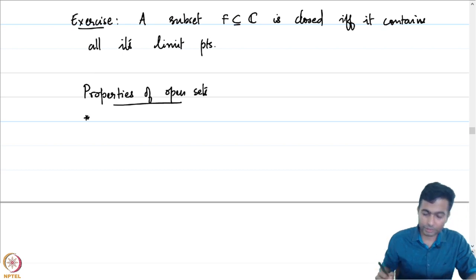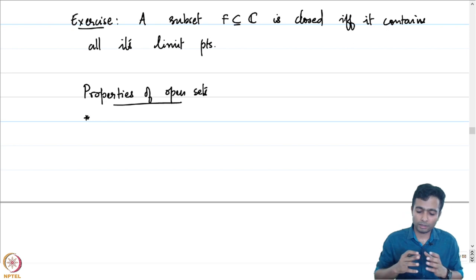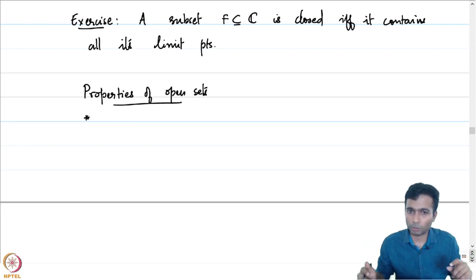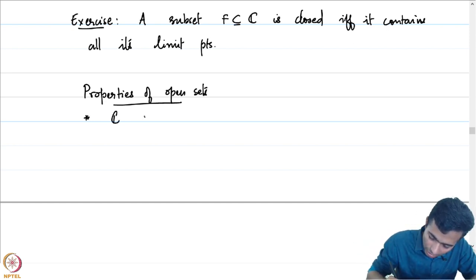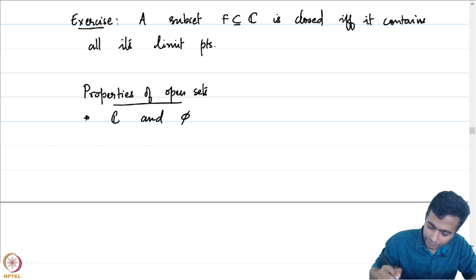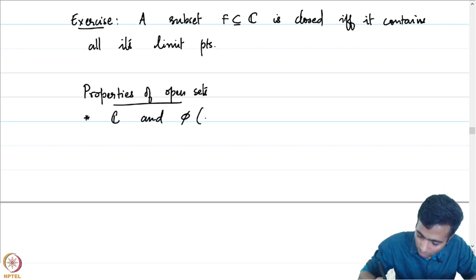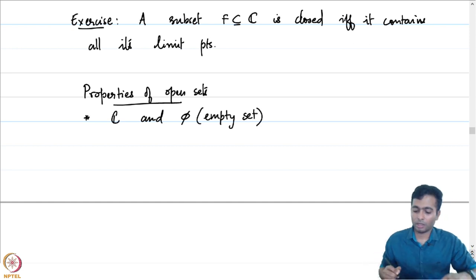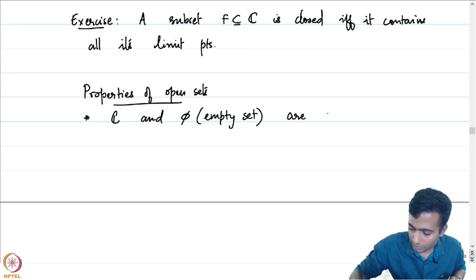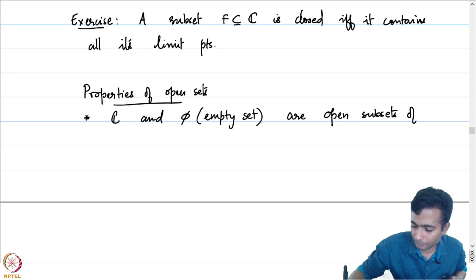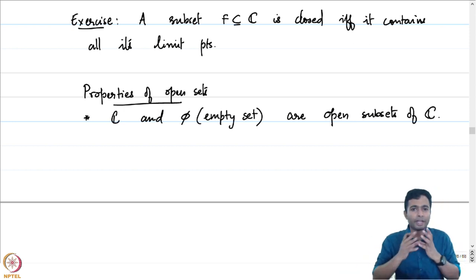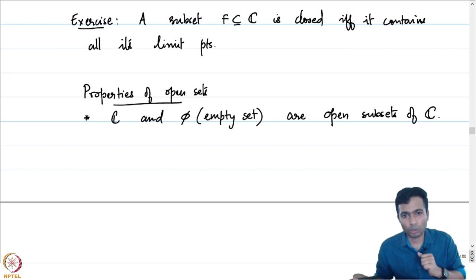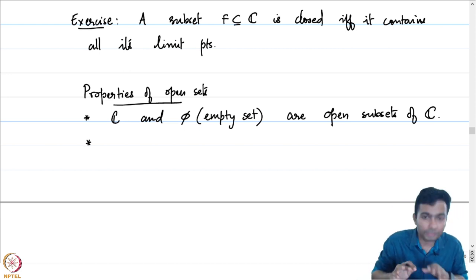The first one which I would like to highlight is that C and the empty set, which I am denoting by ∅, are both open subsets of C. Any finite intersection of open sets is again an open set. These are things which can be verified.